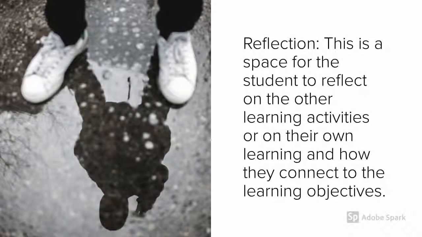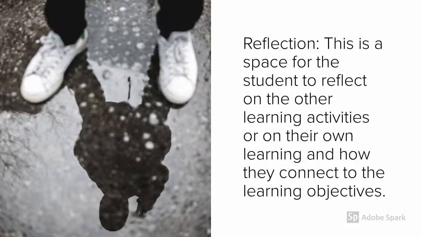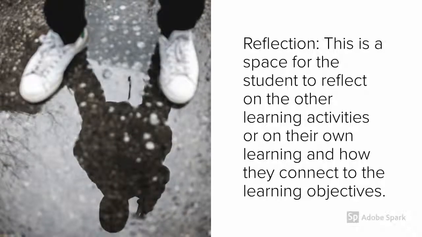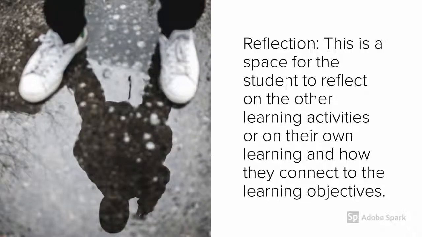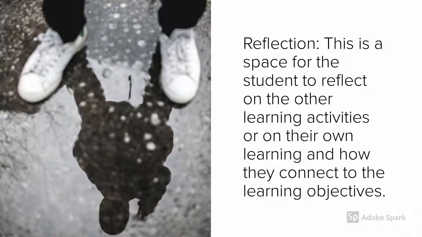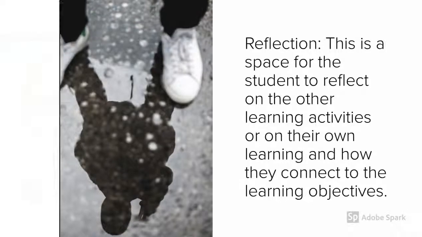The final type of learning activity that Dee finds essential to incorporate into your overall learning activities for each objective is a reflective activity. And these types of activities provide a space for the student to reflect on the other learning activities, the readings, the information, the experiences, and to see how those experiences and activities connect with each other and how they connect with the overall learning objectives.